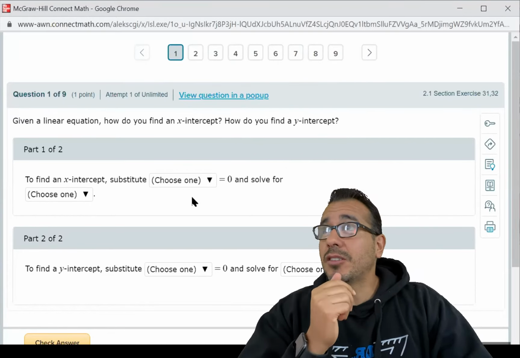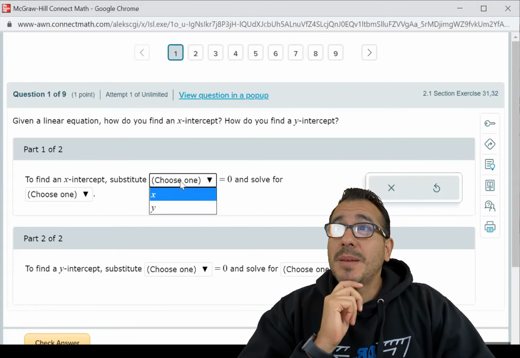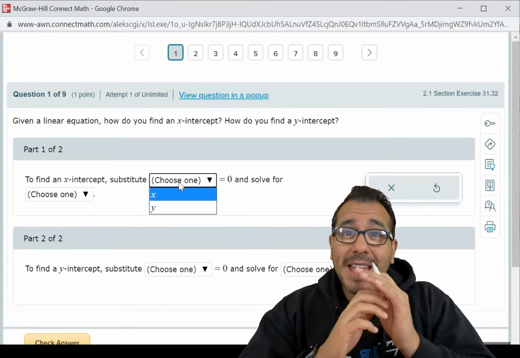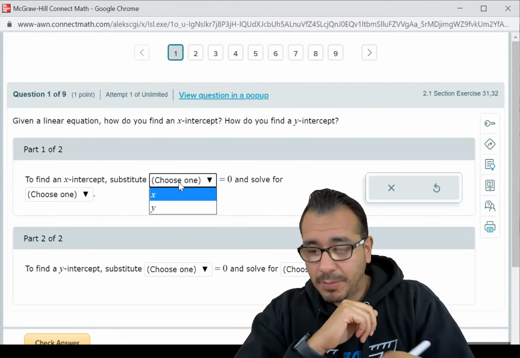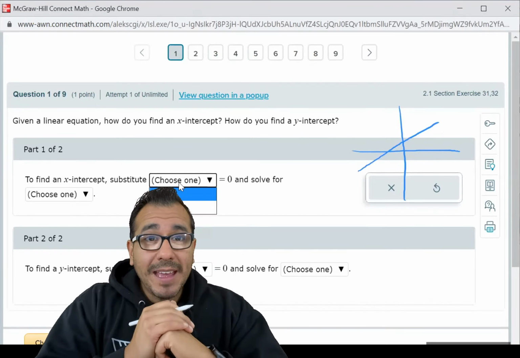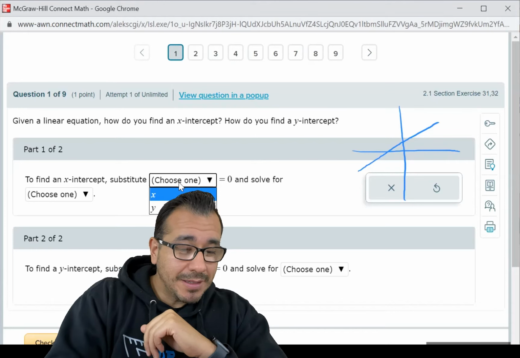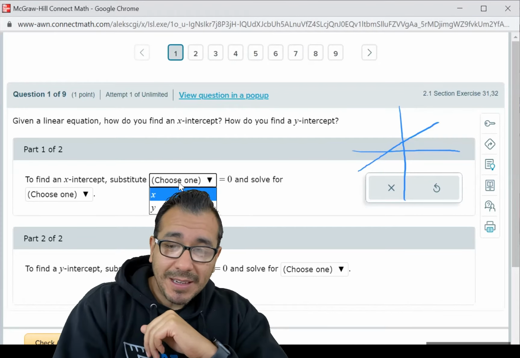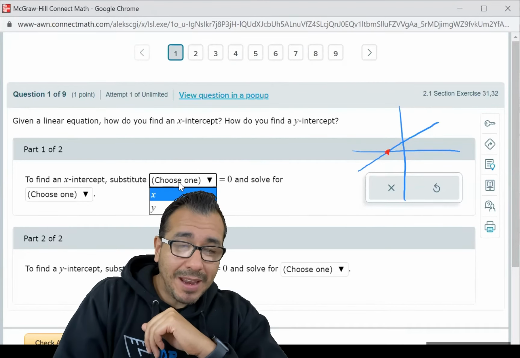For part one of this question, to find the x-intercept, we are going to substitute. When you want that x-intercept, let's draw a picture to help us out. If we have our xy coordinate plane, and say you have a line, and you want the x-intercept. Remember, what that means is it's that point where that line crosses our x-axis.